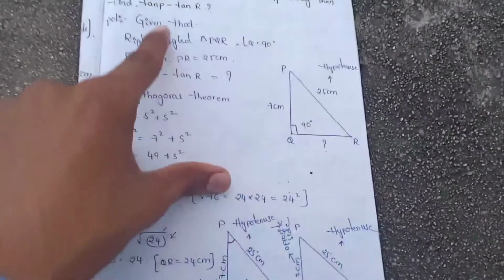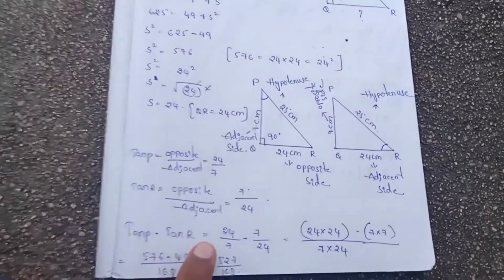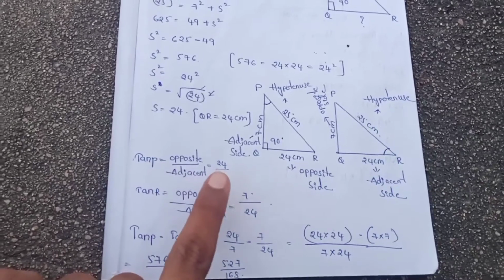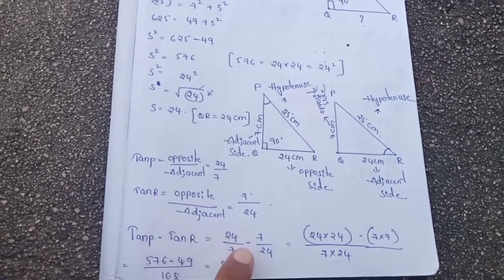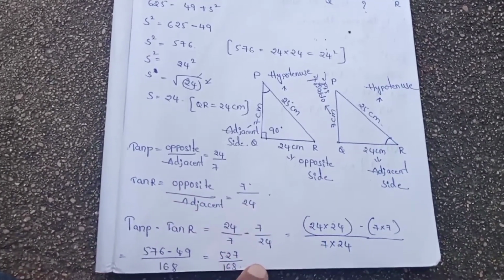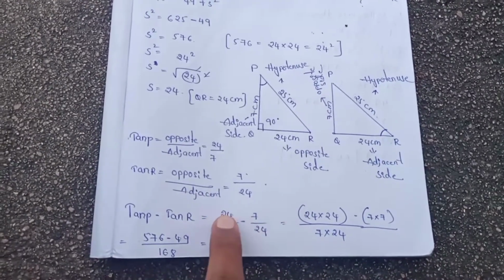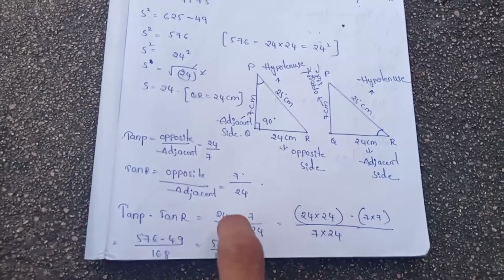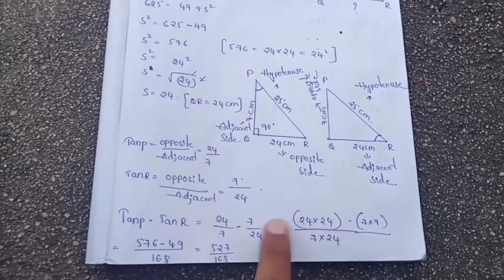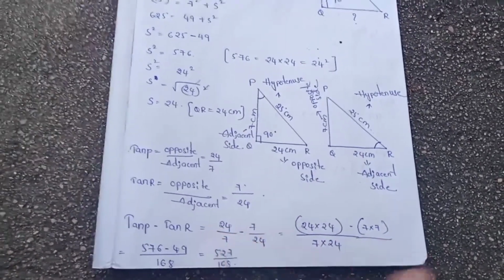What is asked to find out? Tan P minus tan R. See here, tan P minus tan R. What is the tan P value? 24 by 7. Minus tan R, which is equal to 7 by 24. Now we have to do cross multiplication. 24 into 24 minus 7 into 7 by 7 into 24.